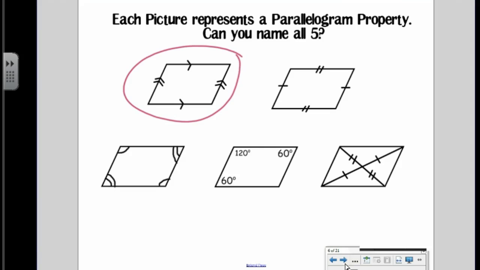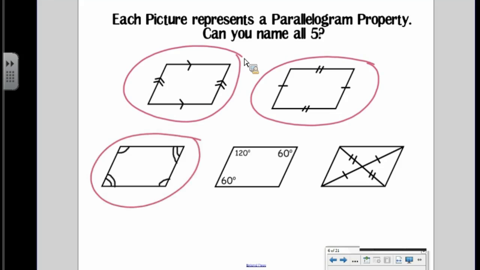What is the next property showing us? What do those symbols mean to us? Opposite sides are congruent. Very good. Okay, next thing. What do arcs mean on our picture like that? I have a set of single arcs and a set of double arcs. So for a parallelogram, I'm guessing that opposite angles are congruent. Very good. What is this picture trying to show? We already said opposite angles are congruent. So what is that picture showing?